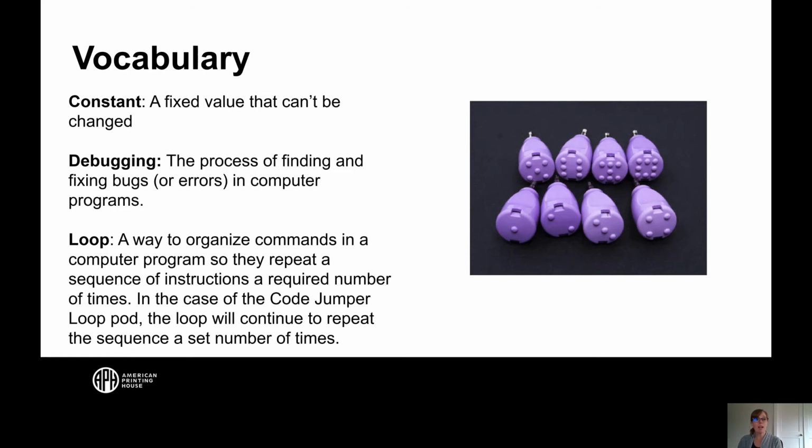And lastly, a loop. A loop is a way to organize commands in a computer program so they repeat a sequence of instructions a required number of times. What does that mean? That means in Code Jumper, we use the loop pod and we tell the program how many times to run a specific sequence of command pods. So that is a loop. Again, to review, we have constant, debugging, and loop.